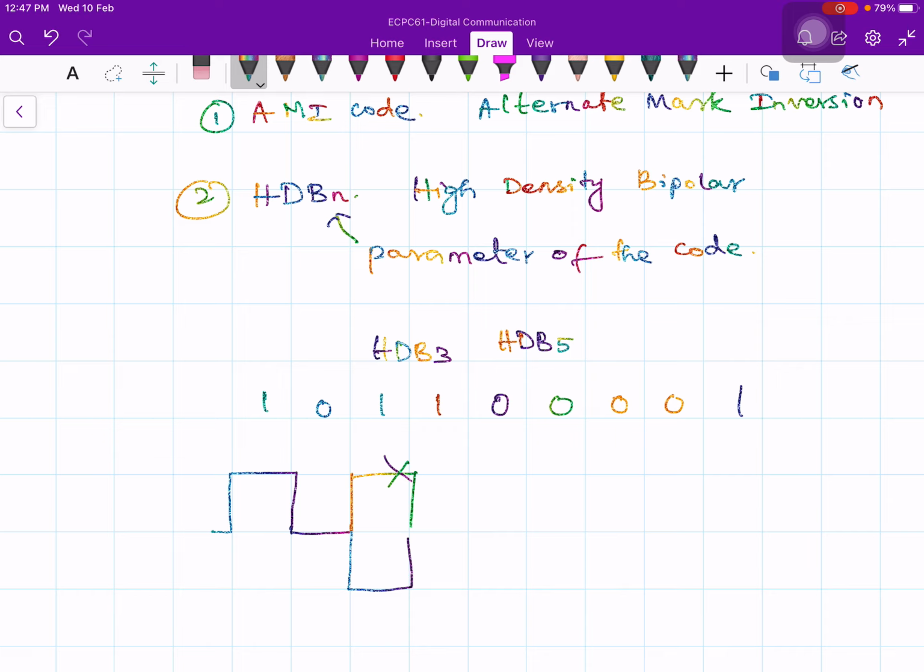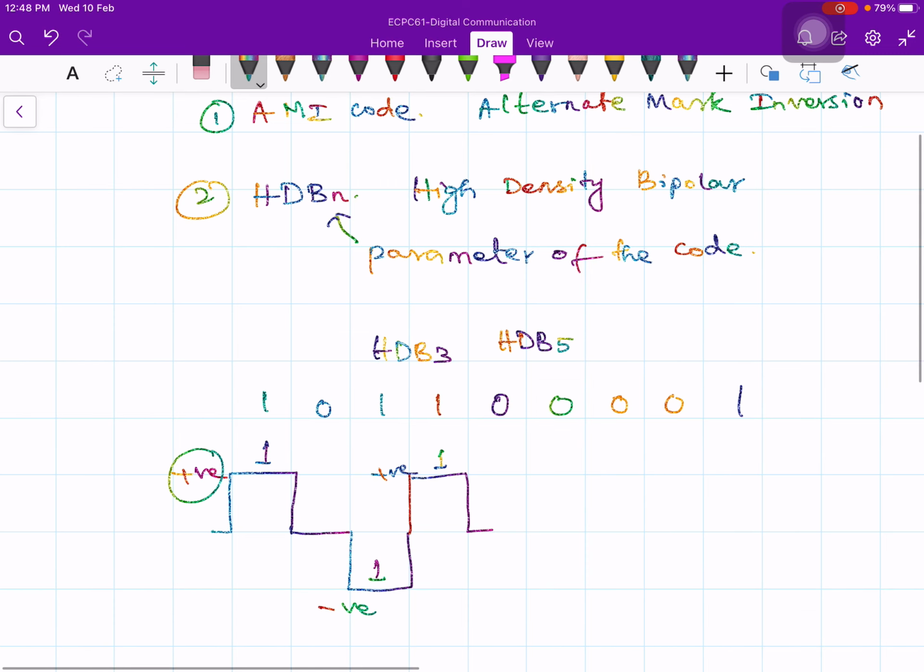You keep on inverting the mark like this. Here positive voltage for 1, and opposite of this positive voltage is negative voltage for next one, right? And then for the next one you put positive voltage for 1, and then for 0 don't do anything. You keep it as it is, 0 0 0 like this.